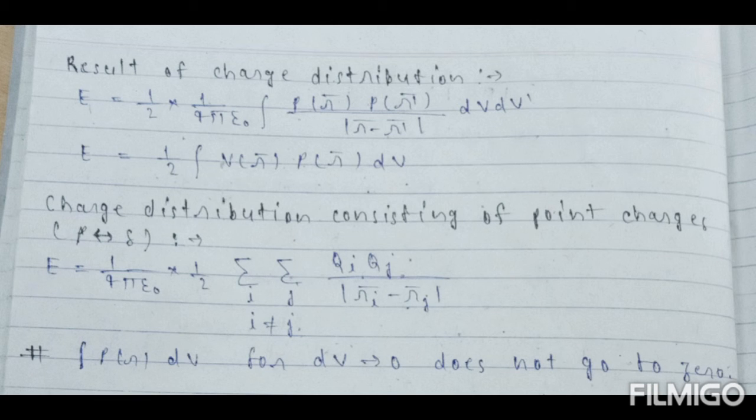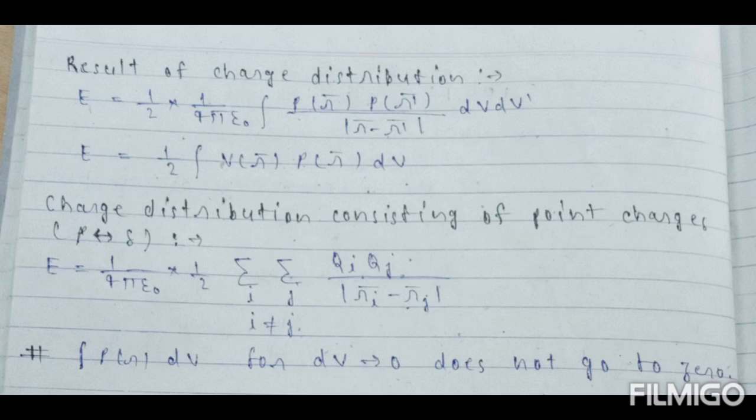In the case of a charge distribution consisting of point charges, rho goes to nothing but the delta function, and I'll get back my expression, sum over i not equal to j of q_i q_j over |r_i minus r_j|, summed over 1/2 and 1 over 4 pi epsilon 0.